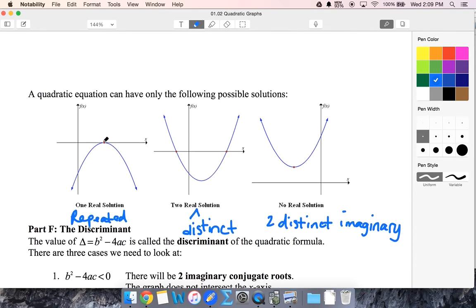Here, we would say that this is a 0. These are zeros. Over here, this one doesn't have any zeros, but it still has two roots. They're distinct and they're imaginary.